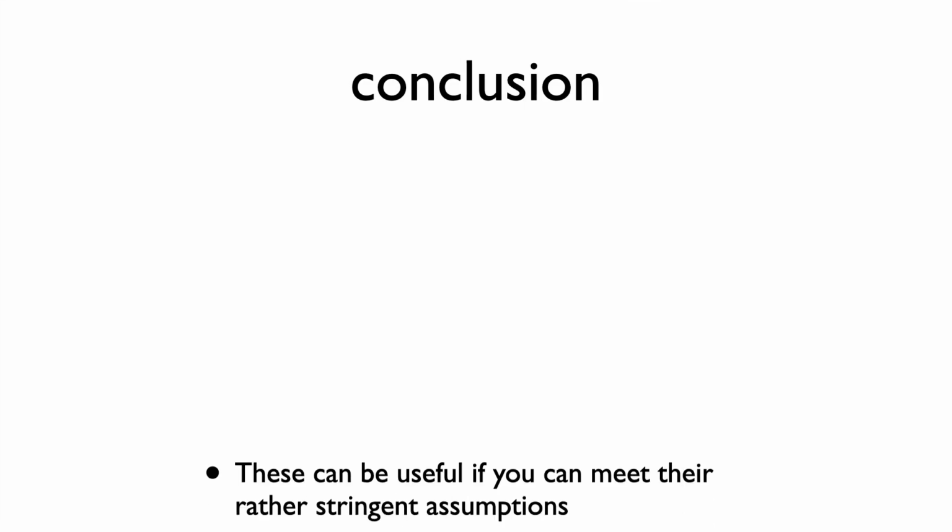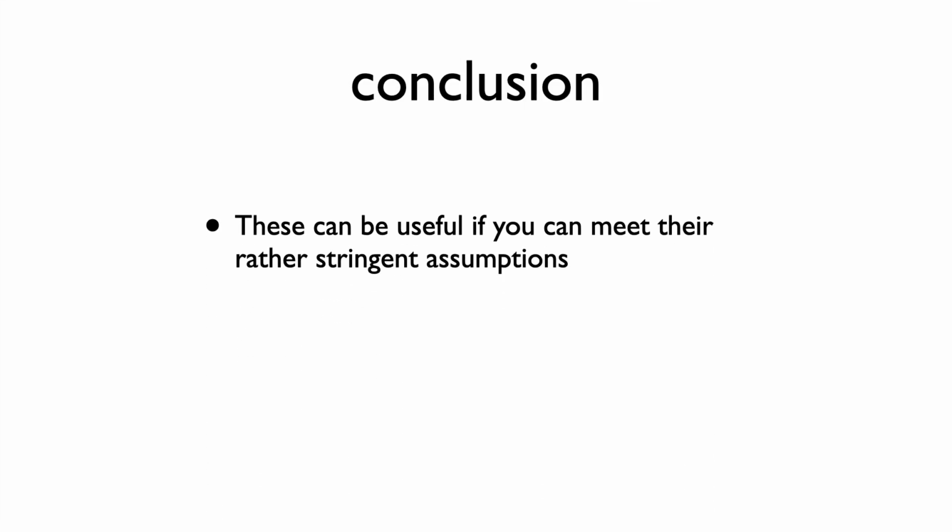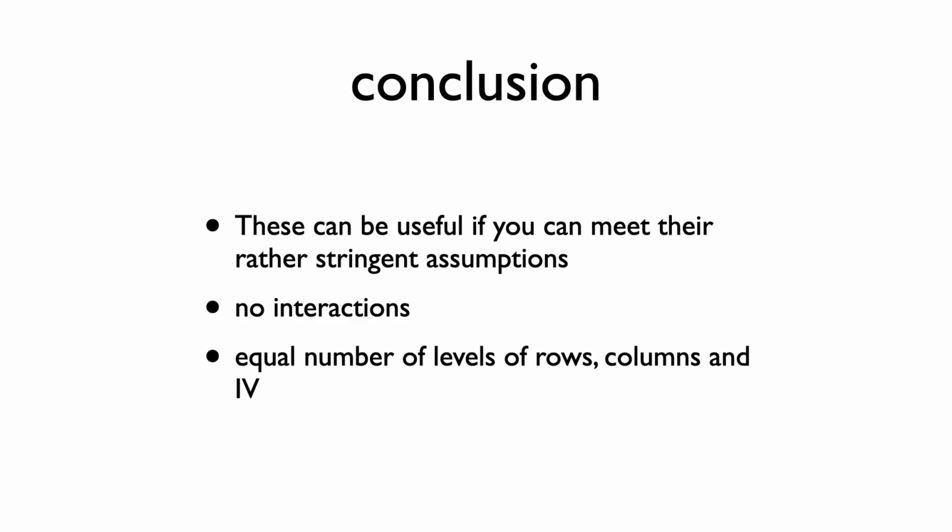So some conclusions about Latin squares. These designs, as I said, are super useful if you can meet their rather stringent assumptions, which is equal number of rows, columns, and levels of independent variables, and no interactions. That's not always easy to meet. And how do you know there's no interactions? Hope. Previous research, hopes and prayers. I mean, that's all you got. Mostly thoughts and prayers is all you got.